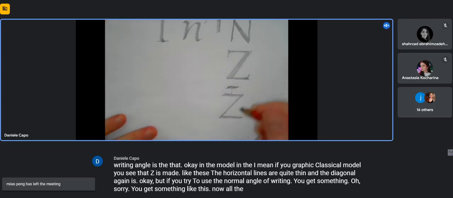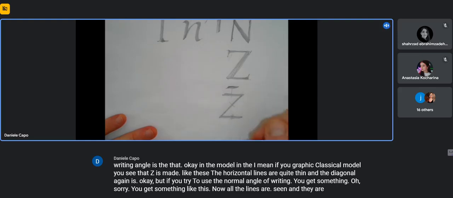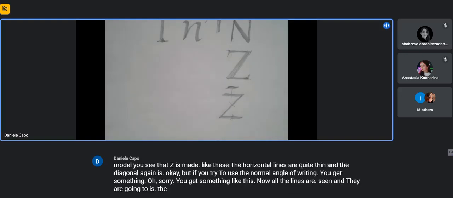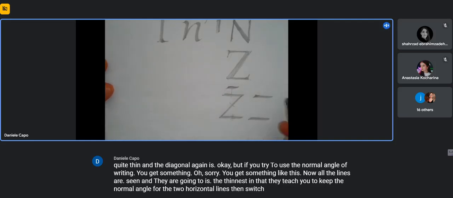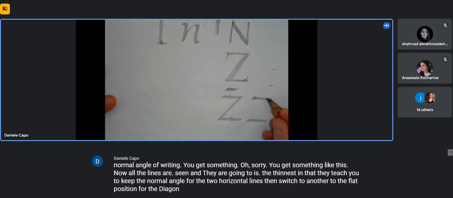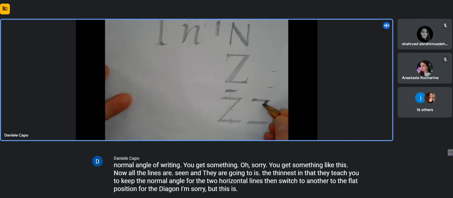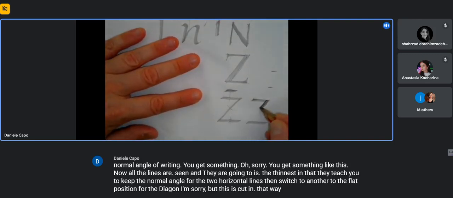Now, all the lines are thin, and the diagonal is the thinnest. In Z, they teach you to keep the normal angle for the two horizontal lines, then switch to the flat position for the diagonal. I'm sorry, but this is cut in a bad way, so I cannot.